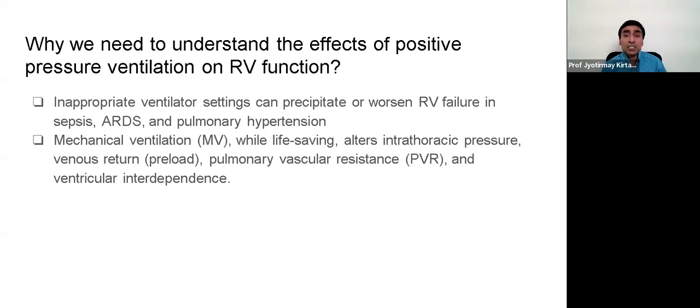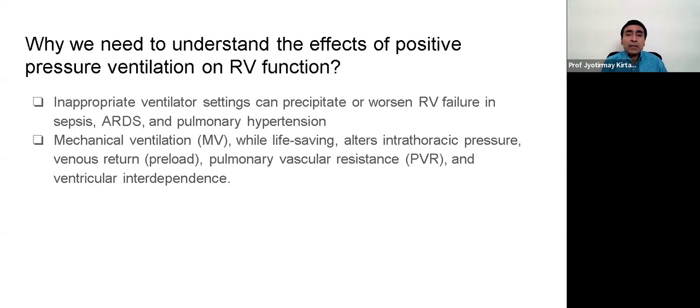But it becomes much more precarious and much more difficult in sepsis, ARDS, and pulmonary hypertension. I'm talking about primary pulmonary hypertension, and also secondary pulmonary hypertension from your COPD or other vascular diseases, which can cause pulmonary hypertension secondary to that.